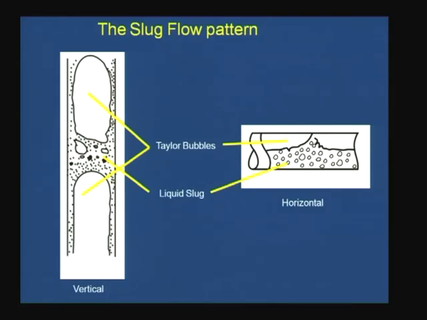Now, for a vertical pipe, the best way of analyzing slug flow is, because since a lot of things are varying. What are the things that are varying?